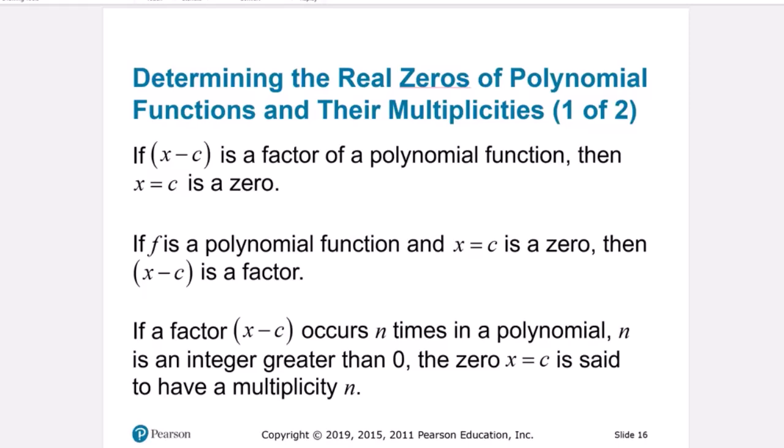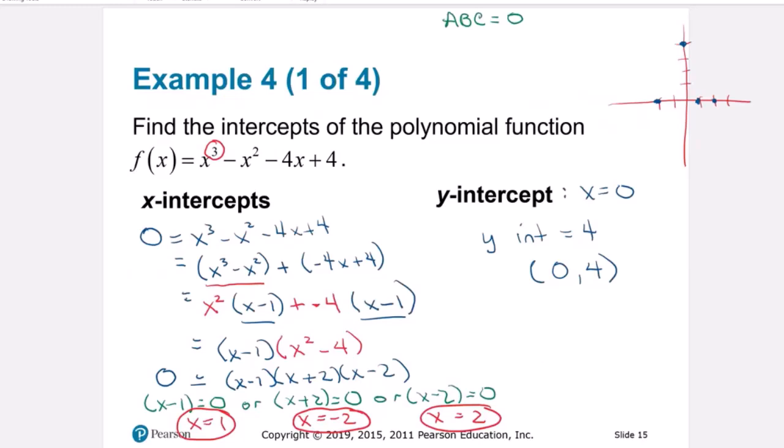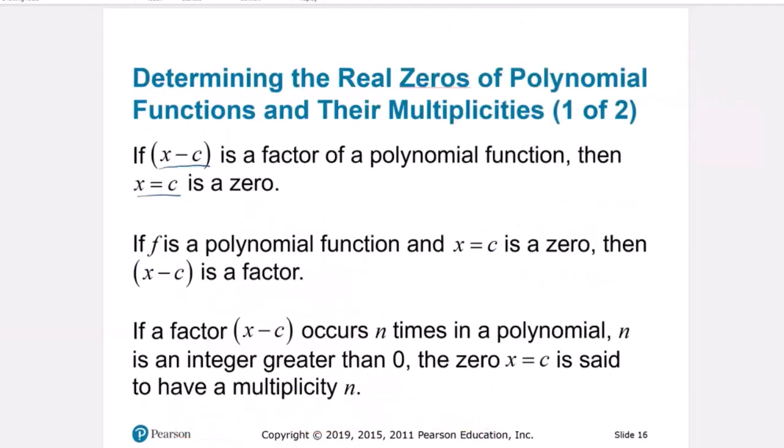Now we want to talk about what the zeros mean. We found our zeros, and those are related to factors. If x minus c is a factor of the polynomial, then x equals c is a zero. That's what we found here. X minus 1 was a factor, and then if we add 1 to both sides, x is equal to 1. That's all they're saying, that the c is a zero.